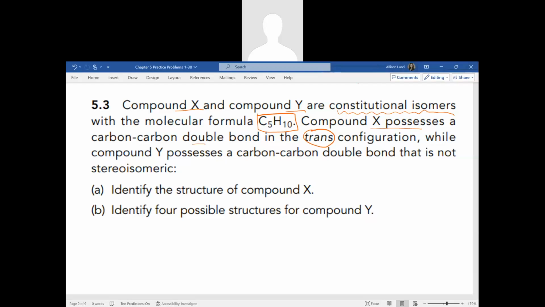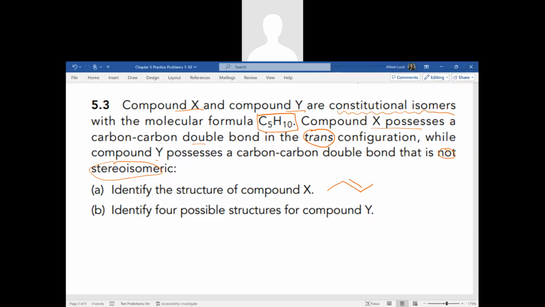So if you recall what that would look like, we would have something like this. And we have compound Y that is not stereoisomeric. So we'll think about how we could create compound Y. But let's first see if we can identify a structure for compound X.